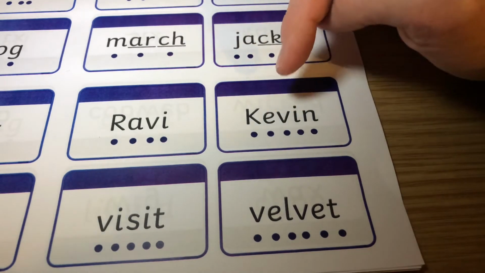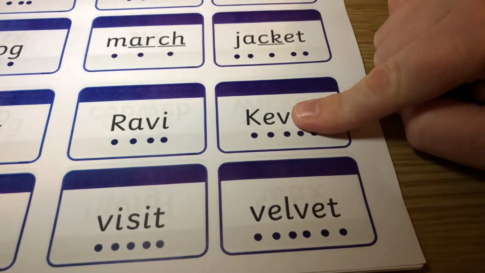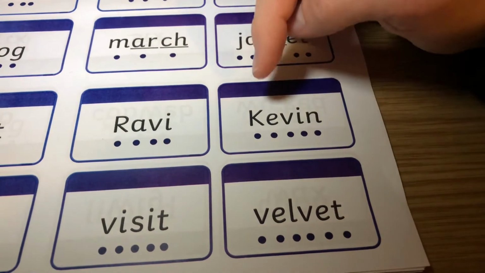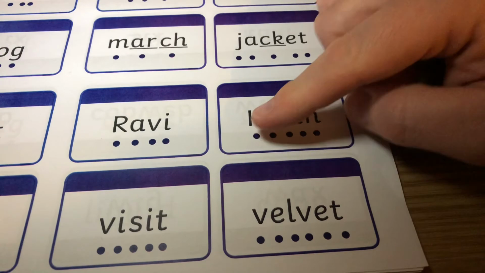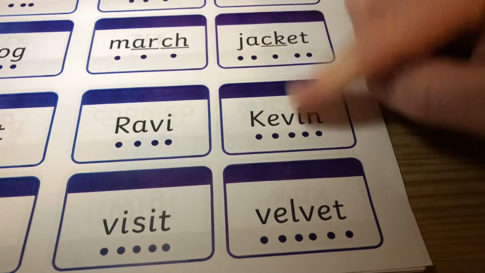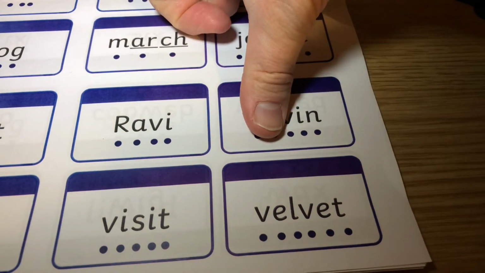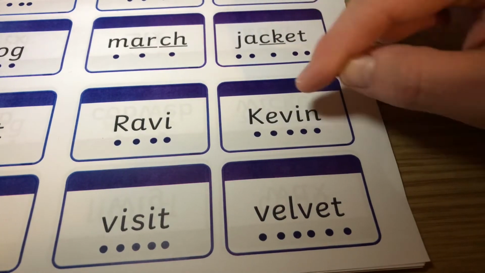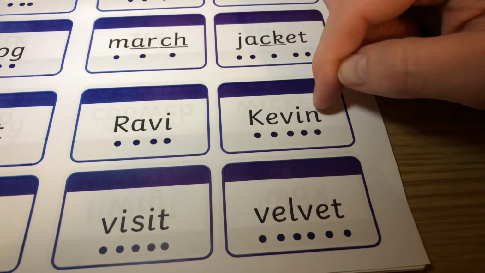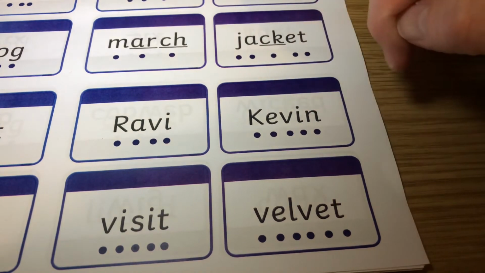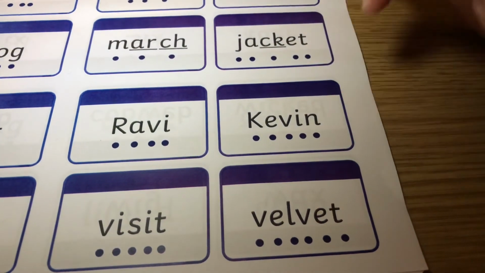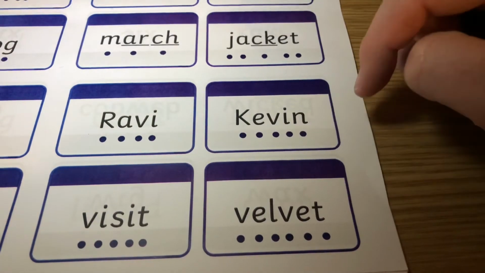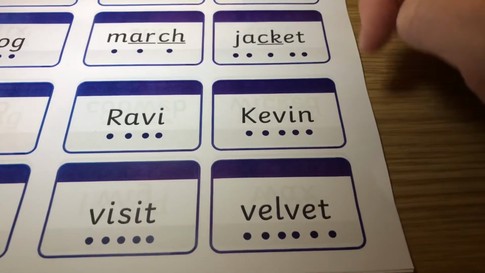Try and read this one, and it might be worth splitting it up because it's longer. Ready? What's that first bit? And add the next bit. And we've got K, E, V, Kev, I, N, Kevin. Did you know Mr. Martin is actually called Kevin? So if you write that down, you'll know how to write his name.